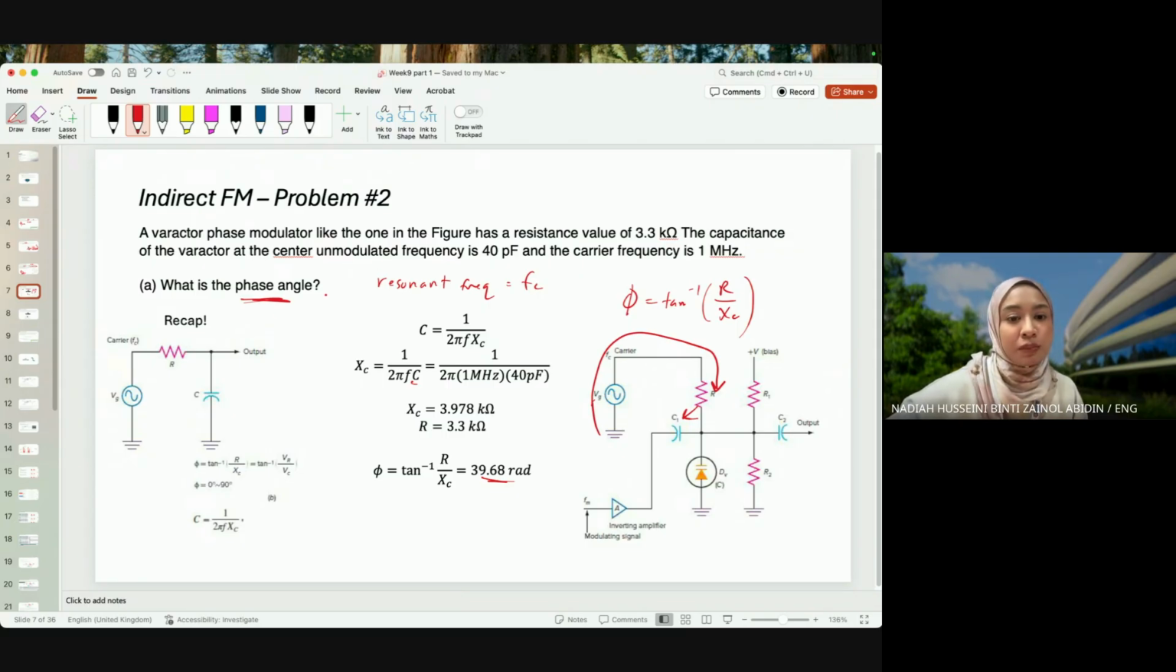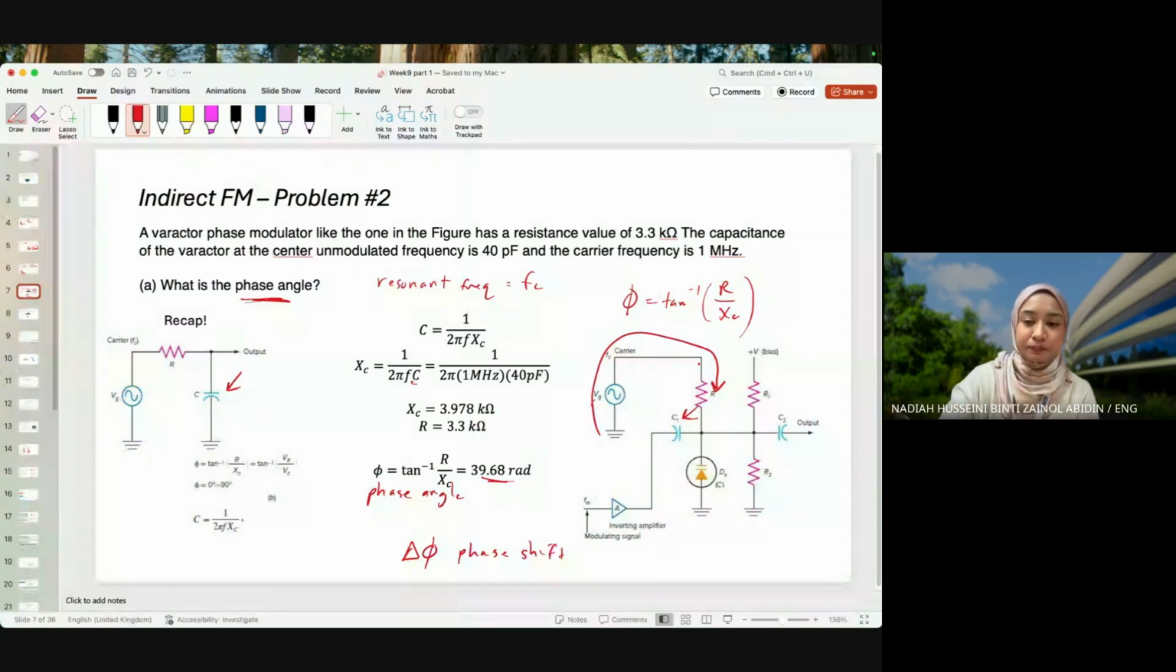How would the symbol for phase shift look like? It would look like this. This is phase angle. This is phase shift. What is phase shift? It is the difference of two different phase angles. Okay. If they give you C and they ask you about phase angle, and they give you a circuit, obviously, you will have to use this kind of method.